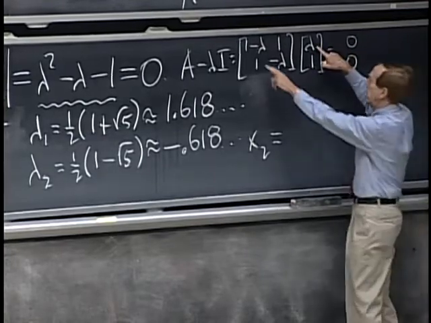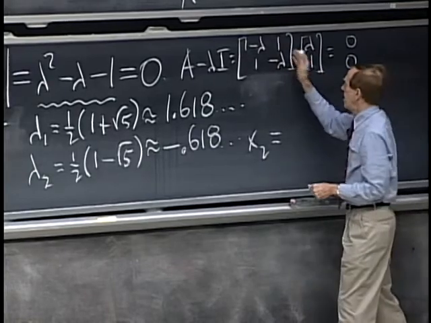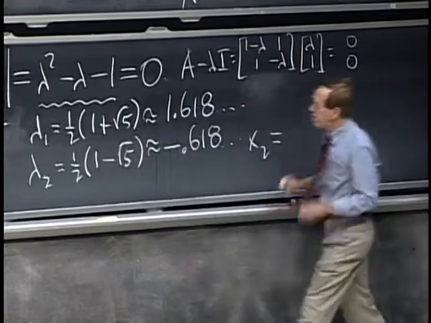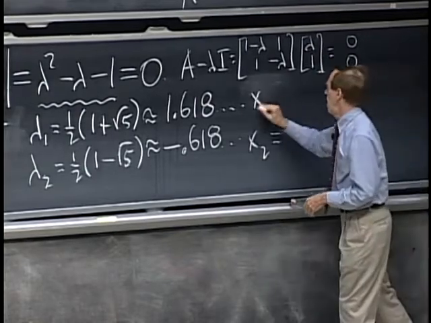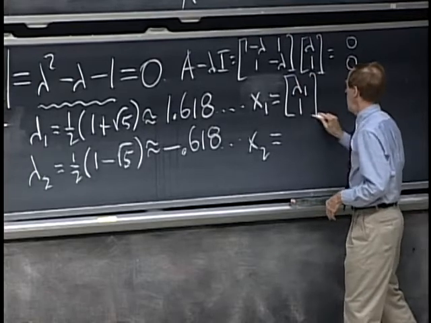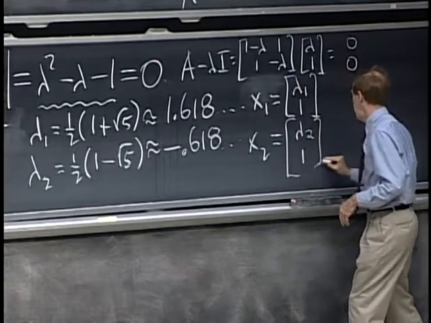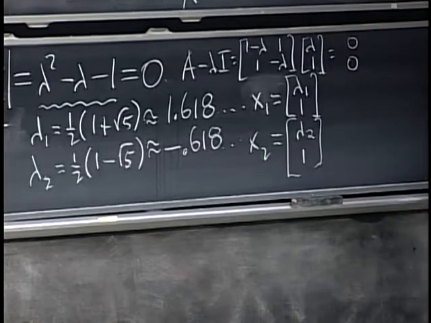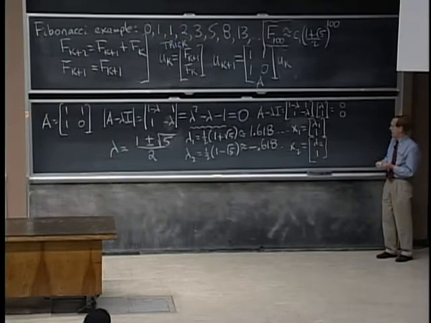Do you see why it does? This is the minus lambda squared plus lambda plus 1. It's the thing that's 0 because these lambdas are special. There's the eigenvector. x1 is (lambda 1, 1), and x2 is (lambda 2, 1). I did that as a little trick that was available in the 2 by 2 case.